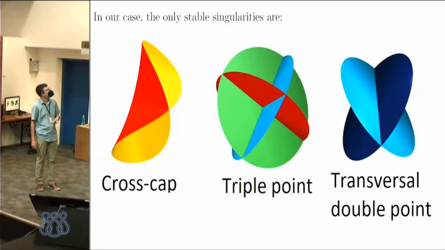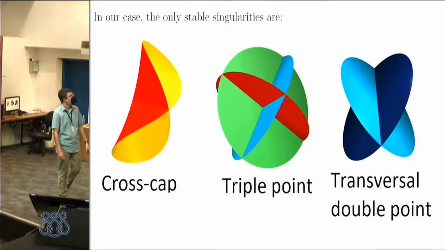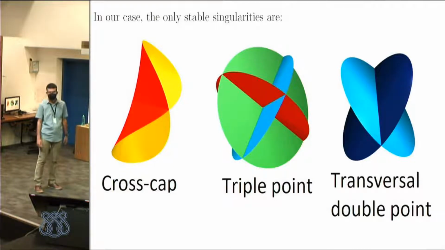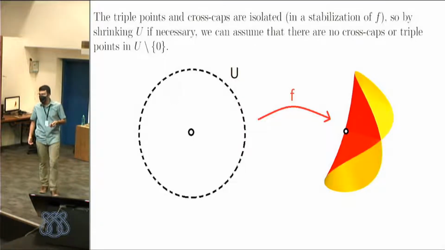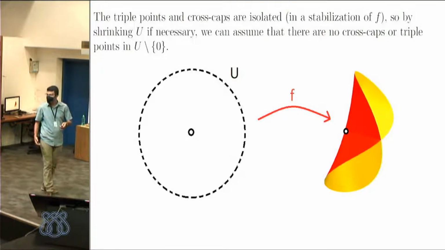Okay. In this case, it's a well-known fact that the only stable singularities are just cross-caps, triple points, and transversal double points. And a remark here is that when you consider a stabilization of my map germ, the triple points and the cross-caps that appear in the stabilization are isolated. So for a finitely determinate map germ f, we can shrink U if necessary, and we can assume that there are no cross-caps or triple points in the neighborhood, outside of the origin, of course.